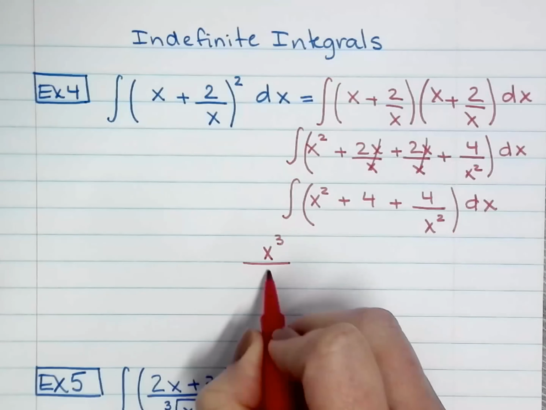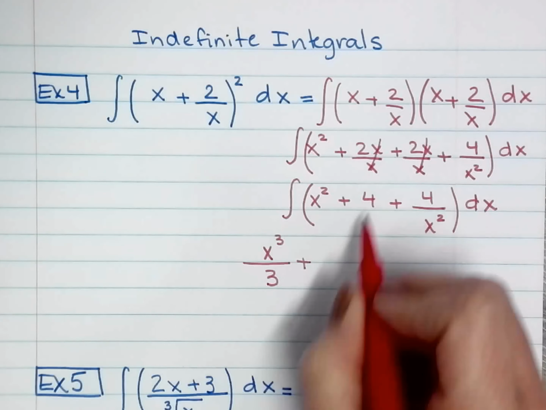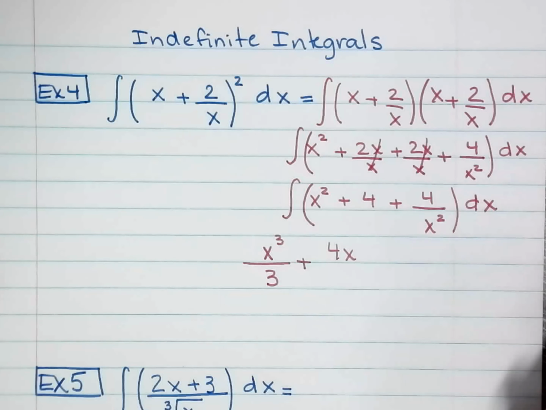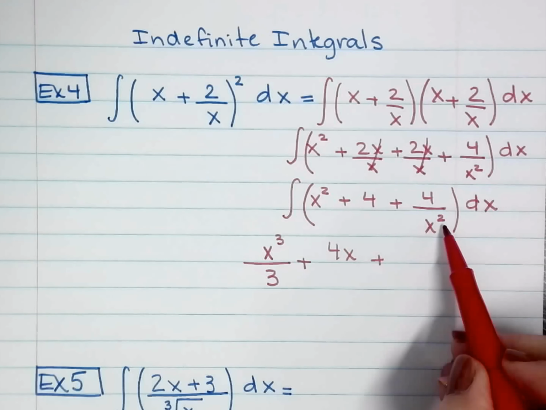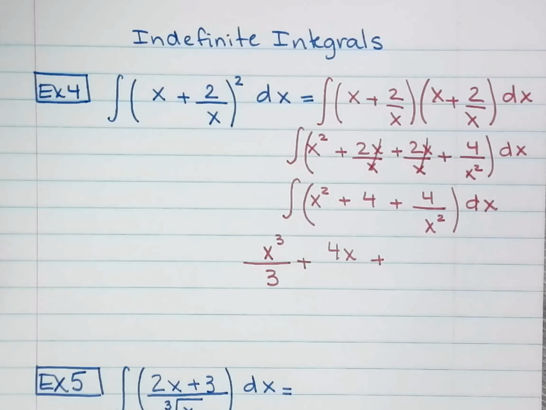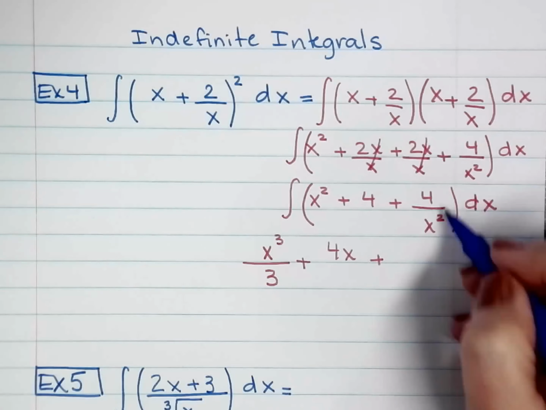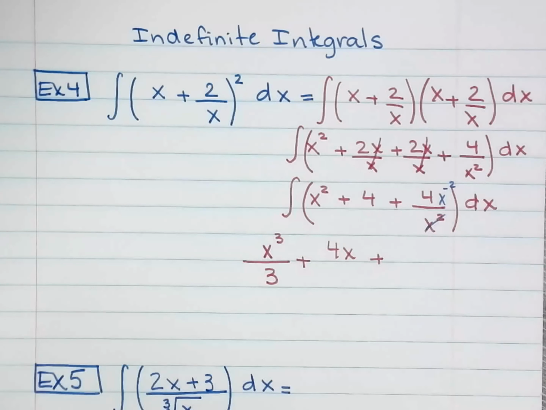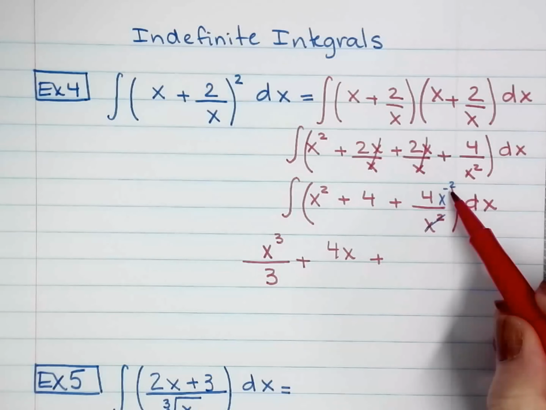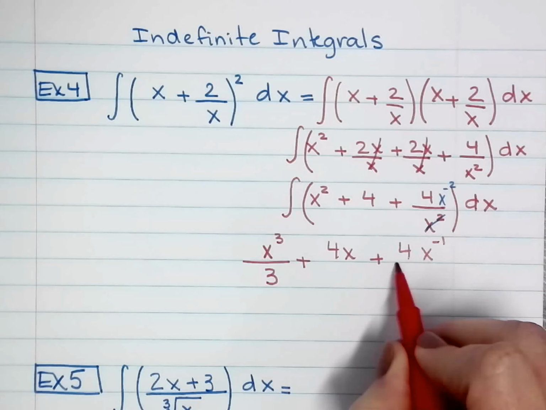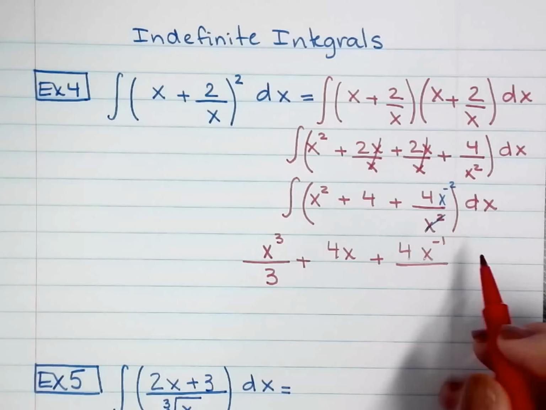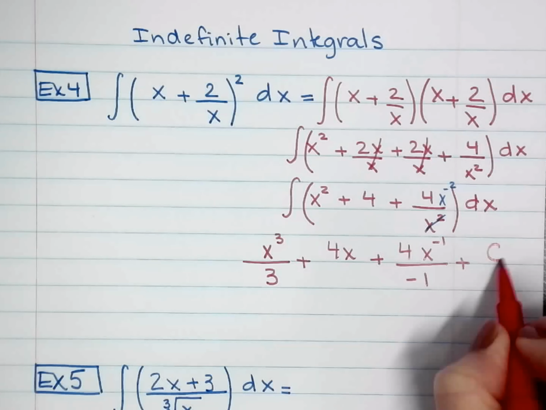Remember to divide by the new exponent, so 3 plus 4x, you would divide by 1, plus, think about this 2 being negative 2 right there. So here we have, this is the same thing as this, okay? So you add 1 to that exponent. So negative 2 plus 1 is x negative 1. So 4x negative 1. Divide that by the new exponent, so negative 1. Remember to add the constant.